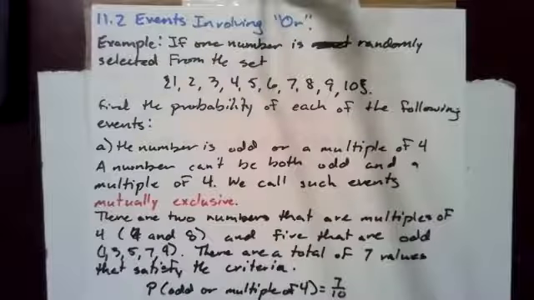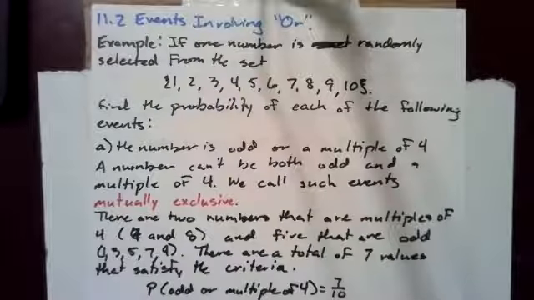In this video, we will discuss events involving OR. Here is one example. If one number is randomly selected from the set 1, 2, 3, 4, 5, 6, 7, 8, 9, 10, find the probability of each of the following events. First, the number is odd or a multiple of 4.